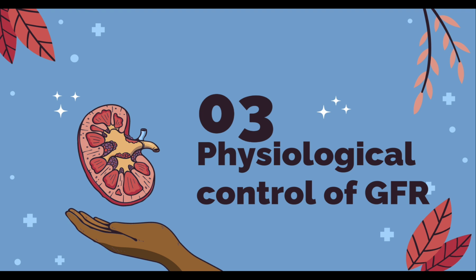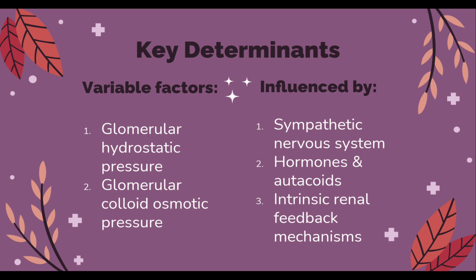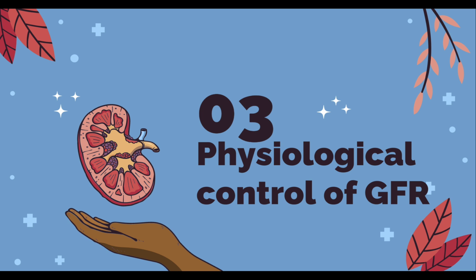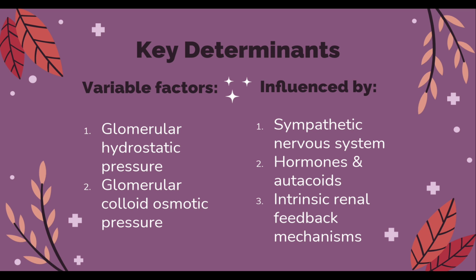So now we are going to talk about the physiological control of glomerular filtration rate. What are the key determinants of physiological control of GFR? There are variable factors: glomerular hydrostatic pressure and glomerular colloid osmotic pressure, and these are influenced by the sympathetic nervous system, hormones and autacoids, and intrinsic renal feedback mechanisms.